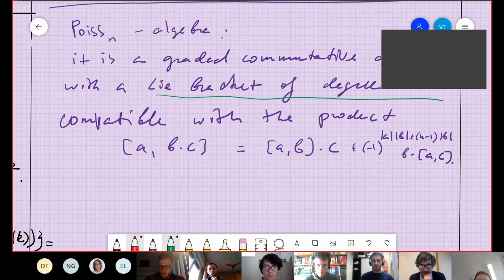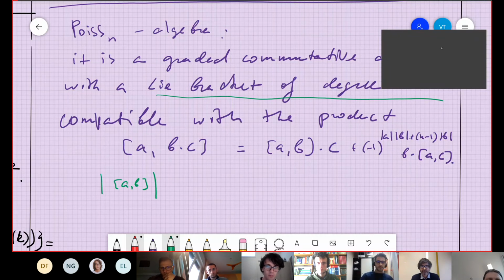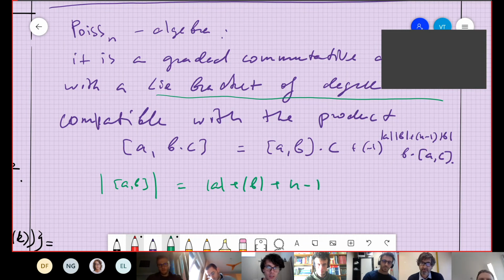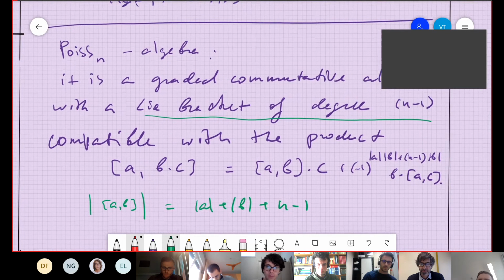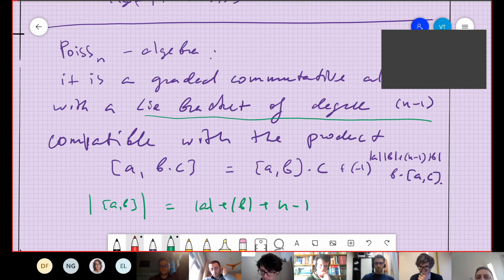by the bracket of degree n-1. It simply means that when you take the degree of the bracket of A and B, assuming that both A and B are pure, we get degree of A plus degree of B plus n-1, right? So we want the bracket to be of degree n-1. But we still put POS of n instead of POS n-1. I think that initially when I was using this notation, I denoted it by POS n-1, but lots of people were using POS of n, so that's why I switched to this notation POS n.